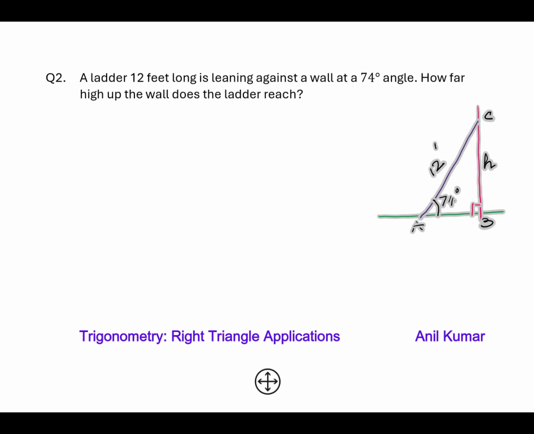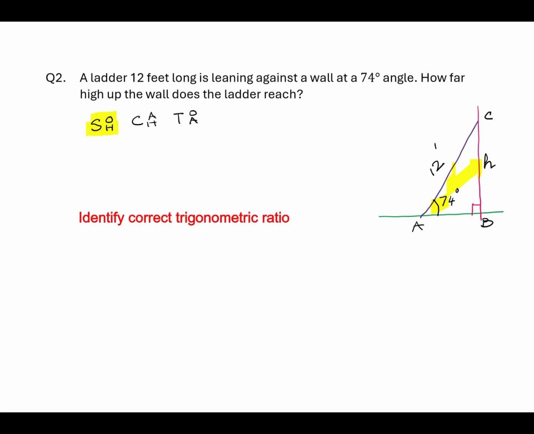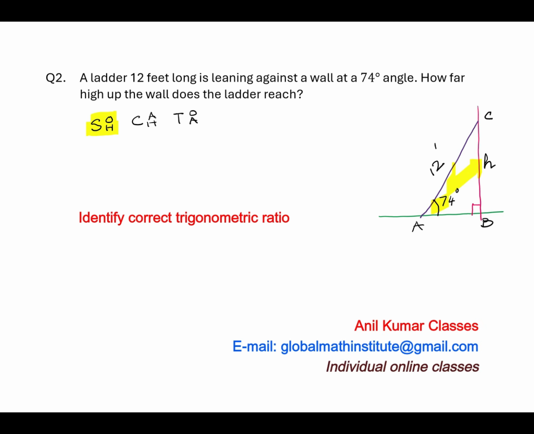That means we could solve using trigonometric ratios. And the three ratios are sine is ratio of opposite over hypotenuse, cosine is adjacent over hypotenuse, and tan is opposite over adjacent side. So if you look from 74 degrees, we are given the side which is opposite and the hypotenuse. So opposite and hypotenuse is given to us, and therefore sine ratio should be used. Makes sense, right? H is the height which we need to find.